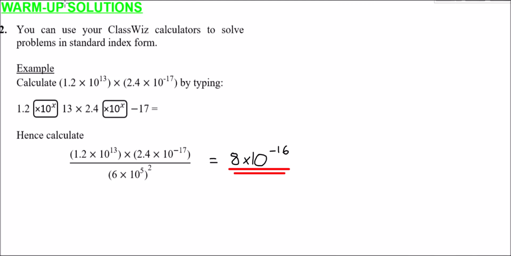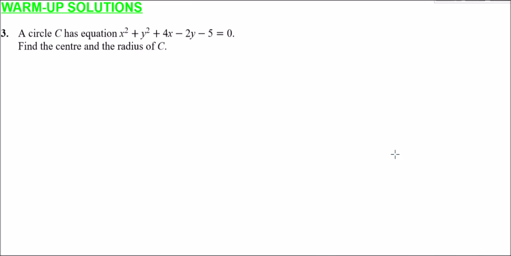Let's now have a look at question 3. We're told here a circle C has equation x squared plus y squared plus 4x minus 2y minus 5 equals 0. Find the centre and the radius of C. So I'm going to write the x terms together, x squared and x terms, and the y squared and y terms, and the minus 5 on its own, all equal to 0. Now what we need to do is complete the square on the x stuff, and then the y things separately.